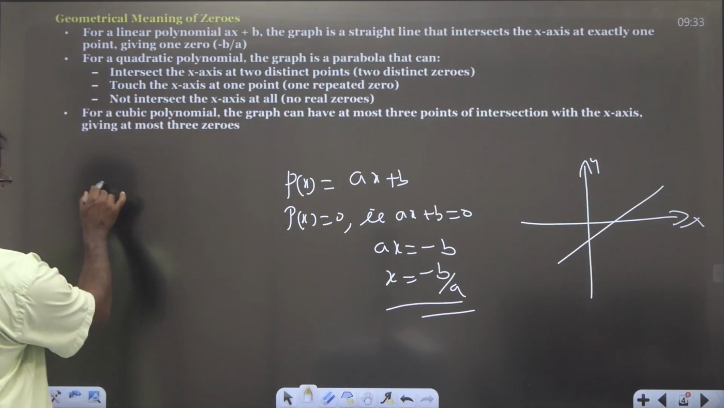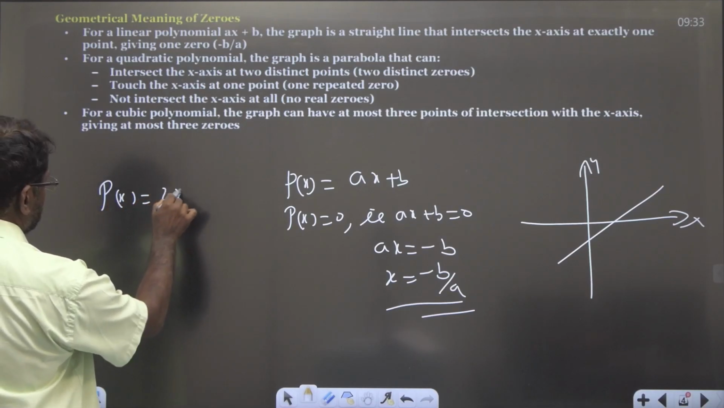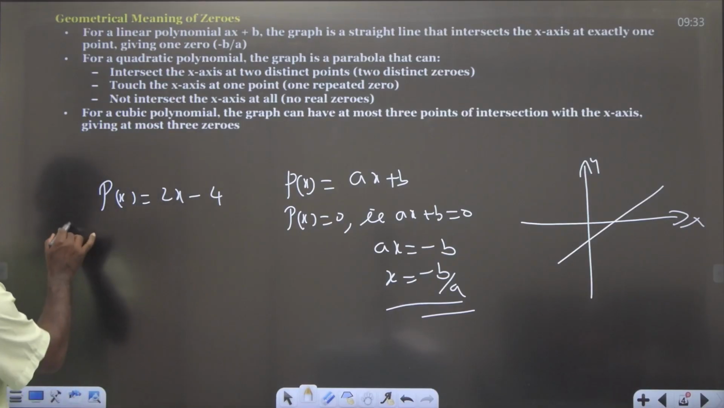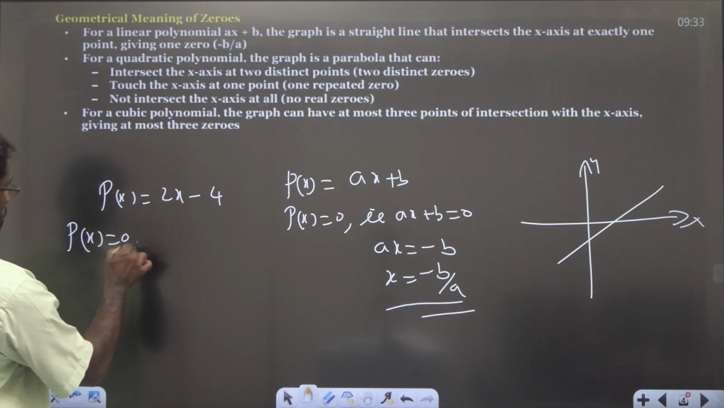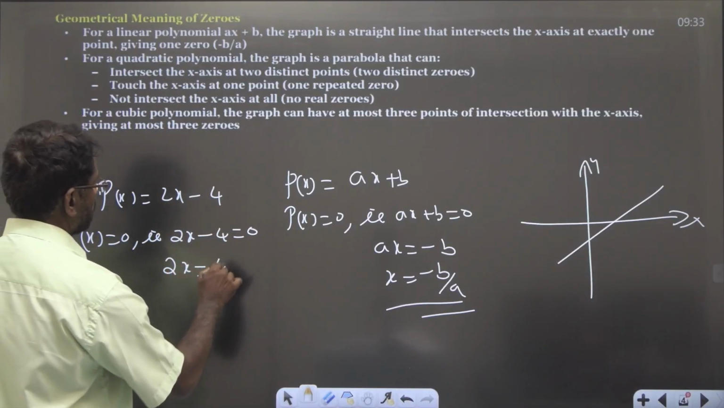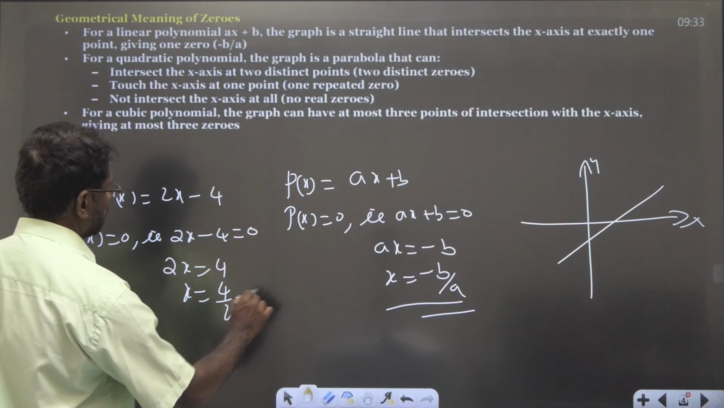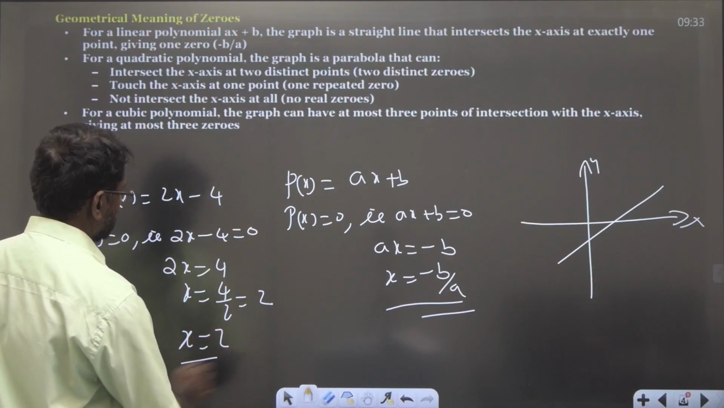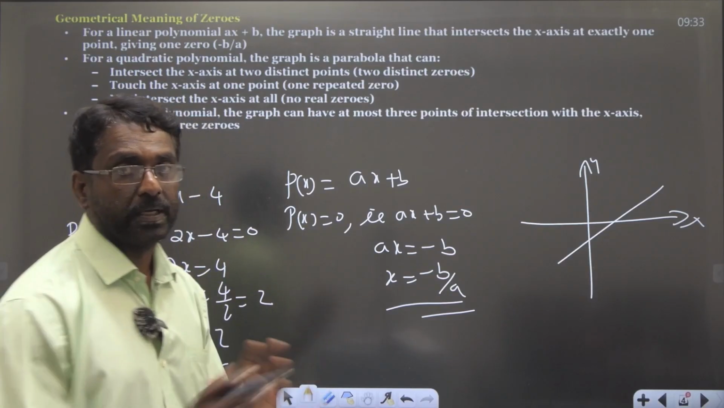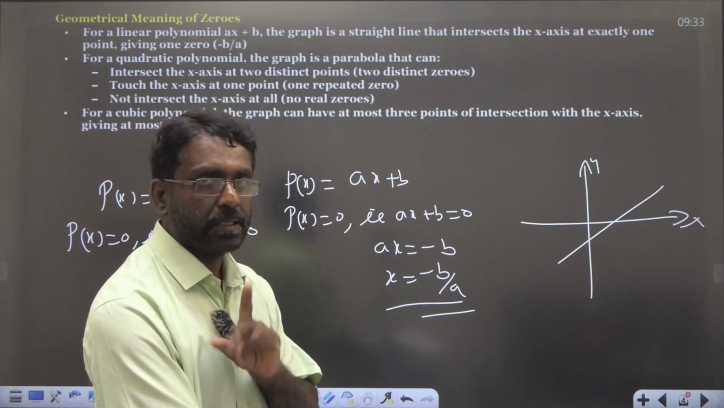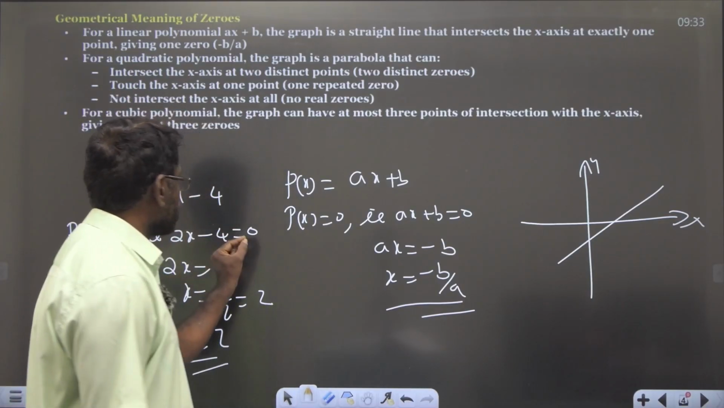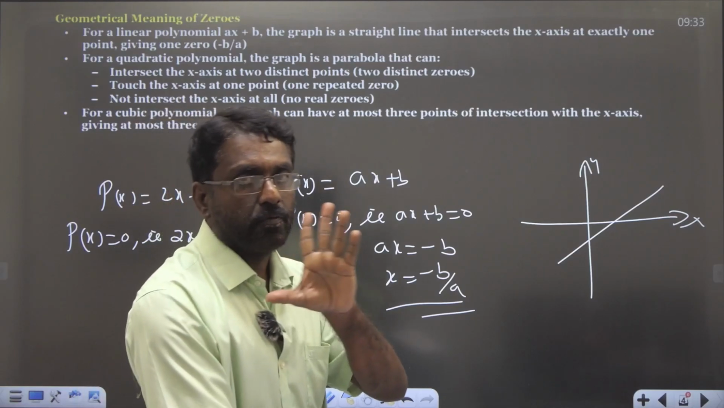Another example, p of x is equal to 2x minus 4. How can we find the zero of the polynomial? You just take p of x equal to 0. That is 2x minus 4 equal to 0. 2x equal to 4. x equal to 4 by 2, that is 2. x equal to 2 is the zero of this polynomial. This is the method of finding the zero of a polynomial. For a first degree polynomial, there exists only one zero.